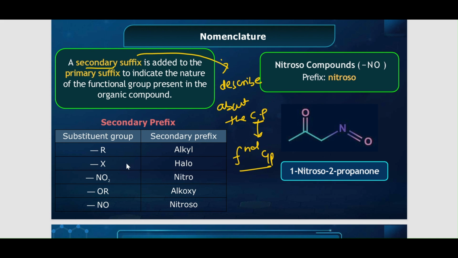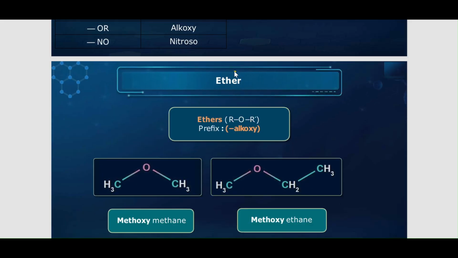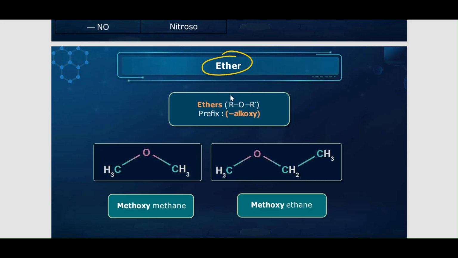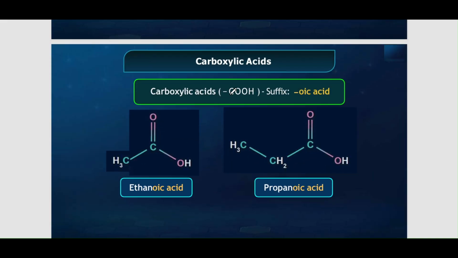So here I have given some functional groups. You can observe here those functional groups. For example, you can see here the functional group ether. Ether. Clear. I have given some functional groups, ethers. Carboxylic acids. You can see here carboxylic acid.